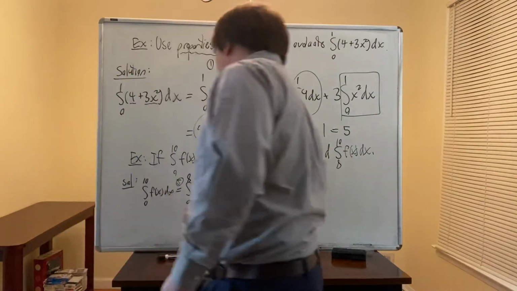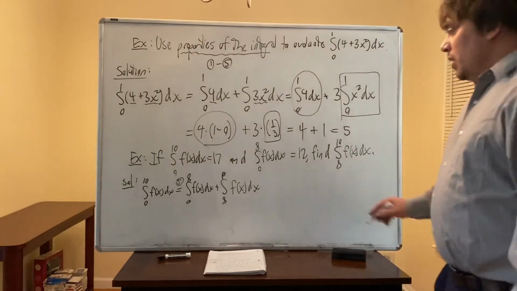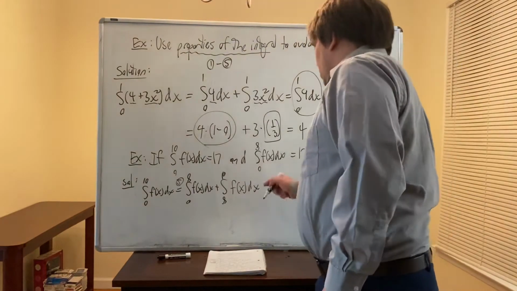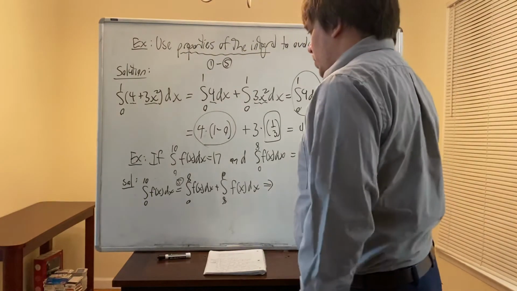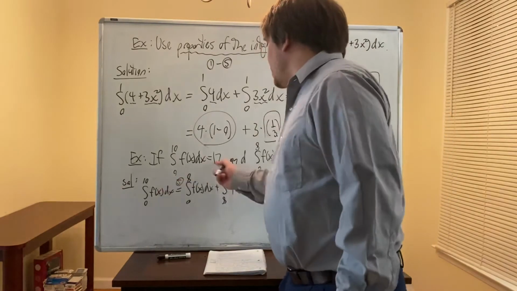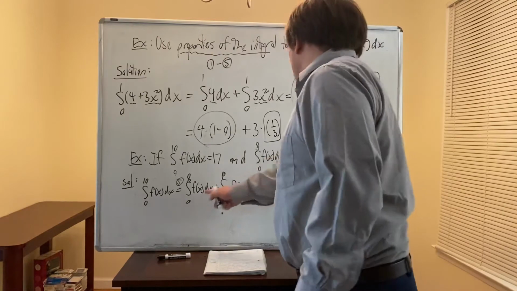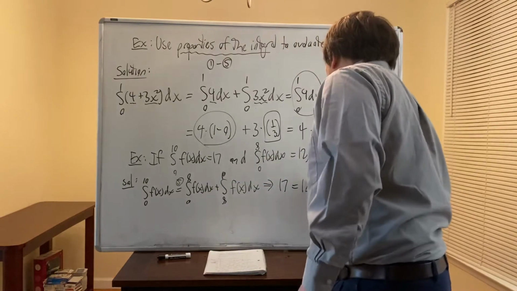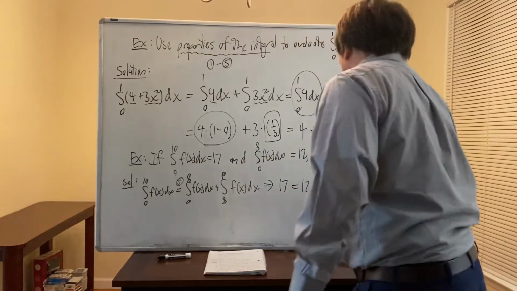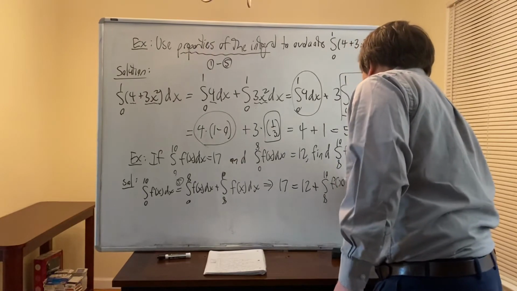Okay, just label that equal sign as 5. So that's by property 5. And so that implies, I'm going to use the implication symbol there, that means if this is true, then what I'm about to write is true. This definite integral is 17. So 17 is equal to this integral, which is 12, plus that definite integral from 8 to 10 of f of x dx.